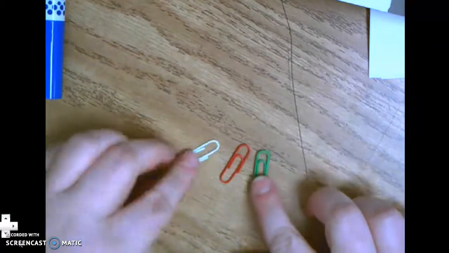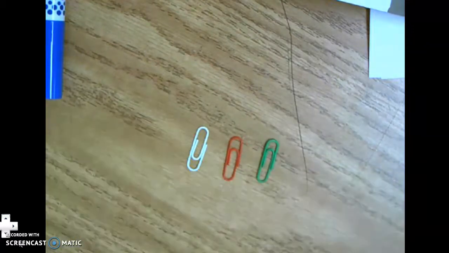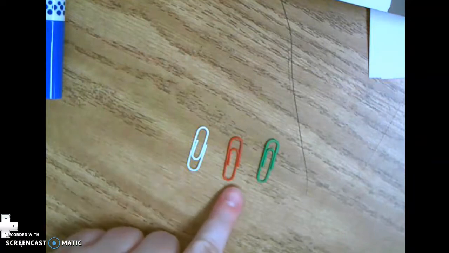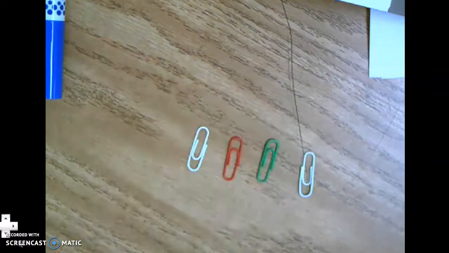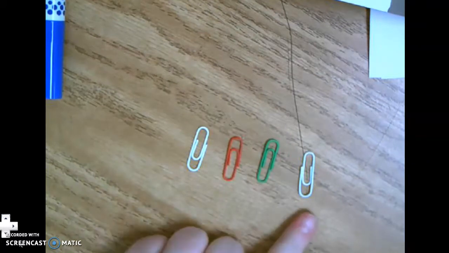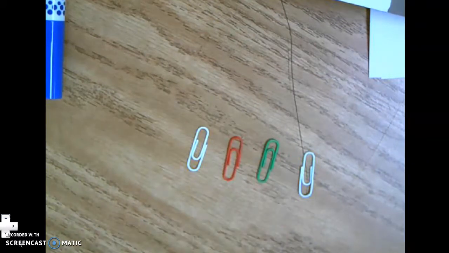Guys, today we are going to look at some groups of objects and figure out what one more is. Okay, so we're going to count this group. 1, 2, 3, and one more makes 4. I know that one more than 3 is 4.